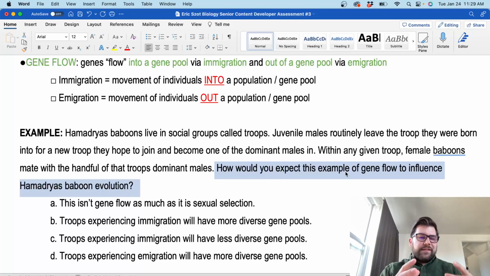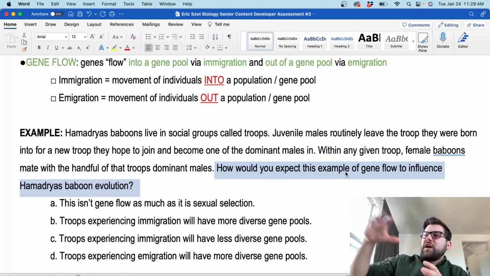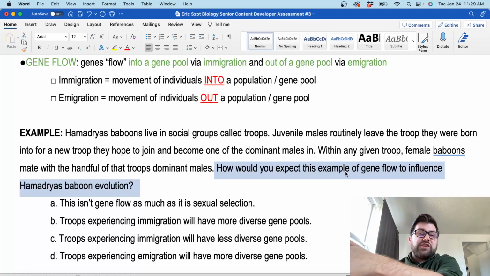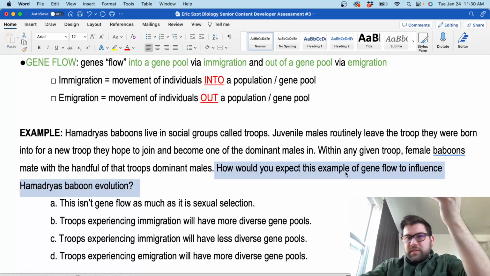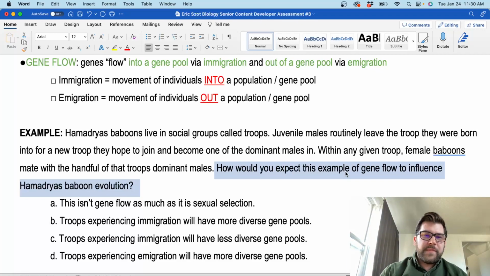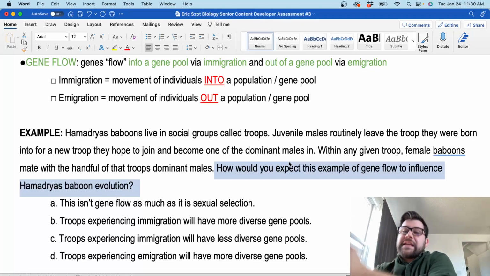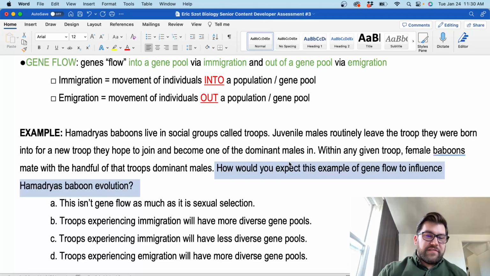We're expecting that if the troops just keep losing juvenile males, they're going to get smaller and less diverse, right? But if you're a gene pool that keeps receiving immigration, you keep getting flow into your gene pool, you're going to become more diverse. That's usually a good thing. We do want to see that long term. It's good for survival. So let's start looking at these answer options. We want to see something like the troop losing baboons will become less diverse, and the troop gaining baboons will become more diverse. So let's see what's here.